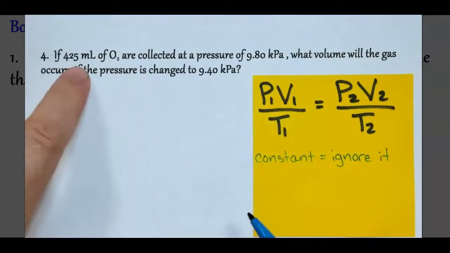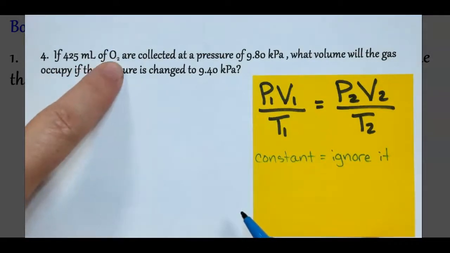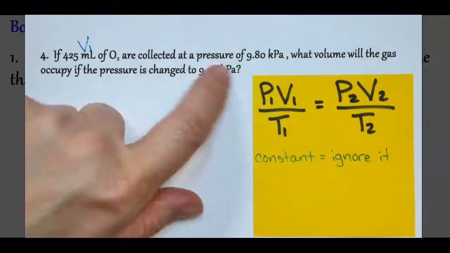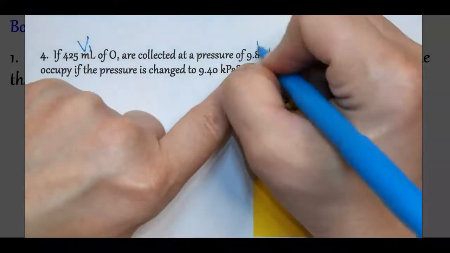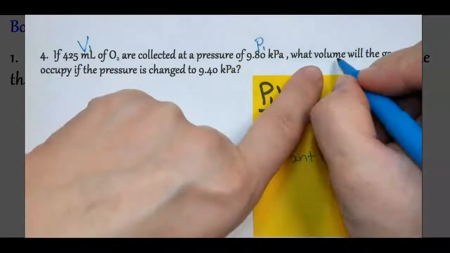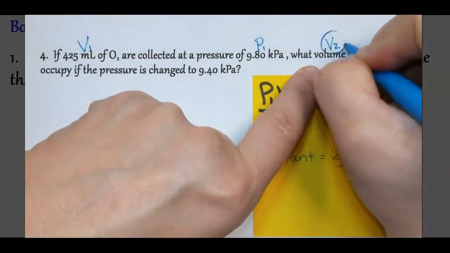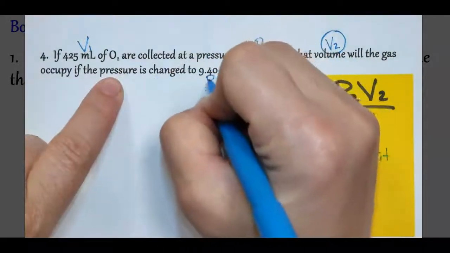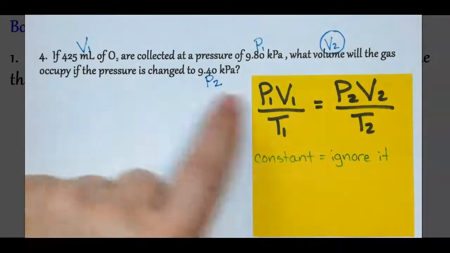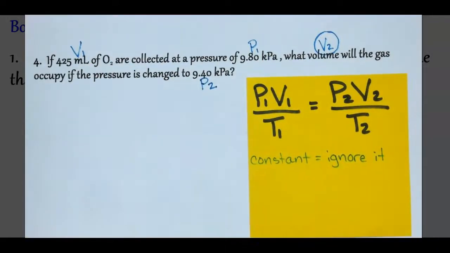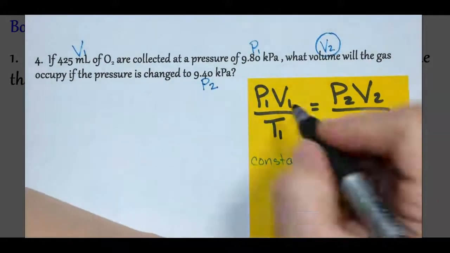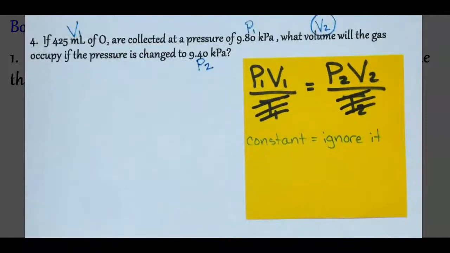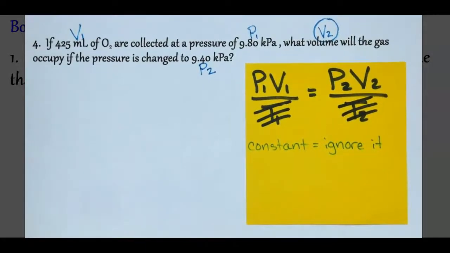Our last problem, as you read it, if 425 milliliters of oxygen, that's a volume, and it's our first volume, so we'll call it V1. Are collected at a pressure of, this is our first pressure, so we'll call it P1. What volume? So that tells us that we're solving for the second volume. If we have a pressure of, so this is P2. Notice that nowhere in the problem did they mention the temperature, so we're going to assume that it's constant, and we're going to ignore it from our equation. So that's going to give us P1 V1 equals P2 V2.